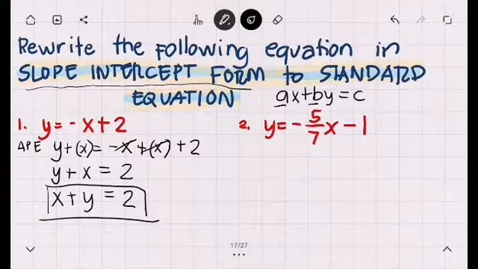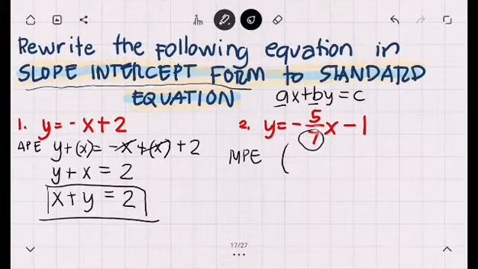So, let's proceed to the second example. Let's say we have y equals negative 5 over 7 x minus 1. So, if you will notice, meron tayong rational number dito na negative 5 over 7. So, sabi natin kanina, dapat ang maging coefficient ng ating mga variables ay integers. So, pwede natin gamitan ito nung tinatawag natin na multiplication property of equality, kung saan we can multiply both sides by 7, kung ano yung denominator, para maging whole number yung magiging coefficient ng ating x.